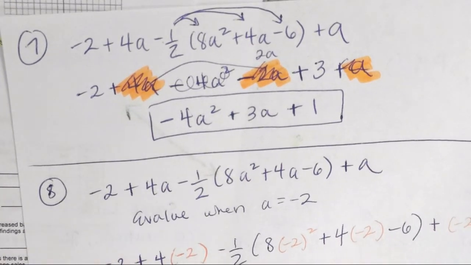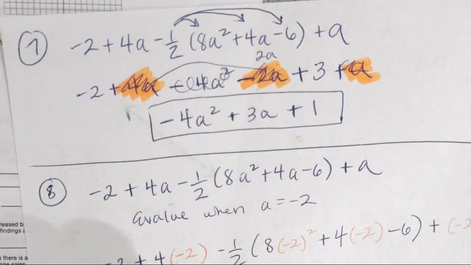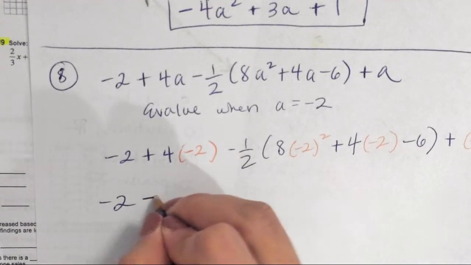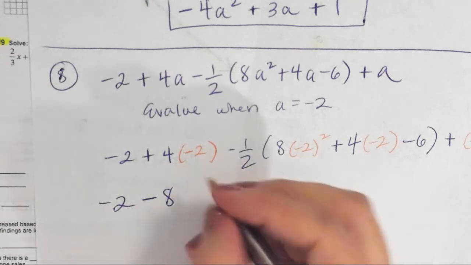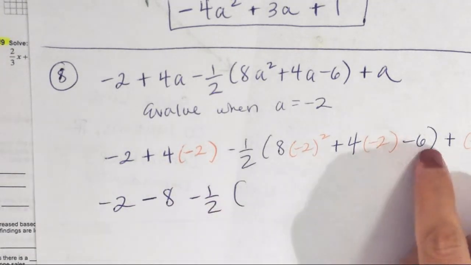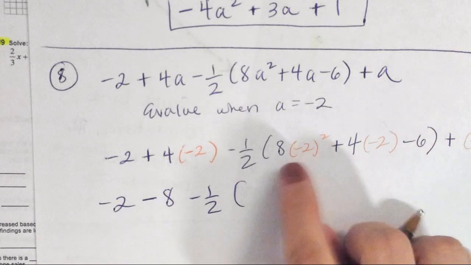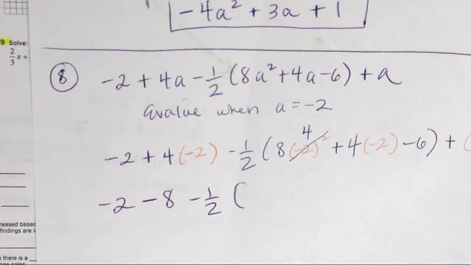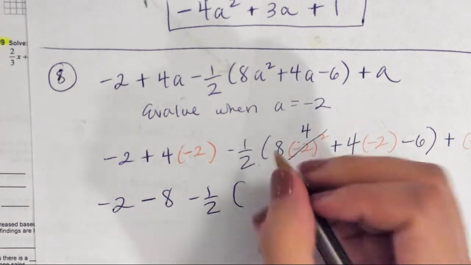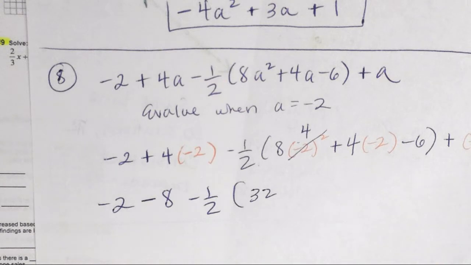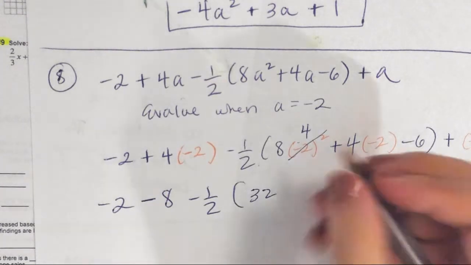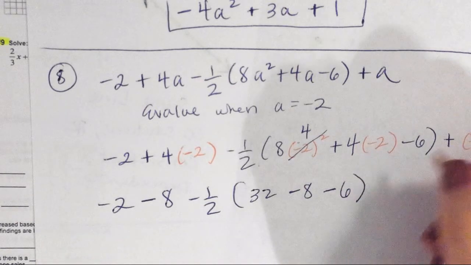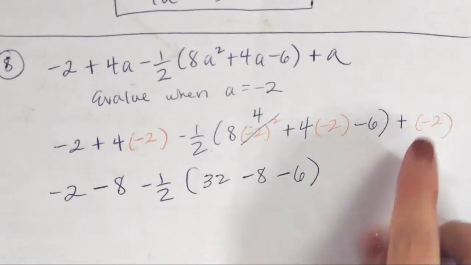Alright, so I have negative 2. Now I'm just going to try to simplify as much as I can. I'm first going to do what's in parentheses here. So I have negative 2 squared is positive 4, right? Because a negative times a negative is a positive. And then 8 times 4 is 32. And now 4 times negative 2 is negative 8. And then you have minus 6. You have to be careful. Bring down this negative 2.